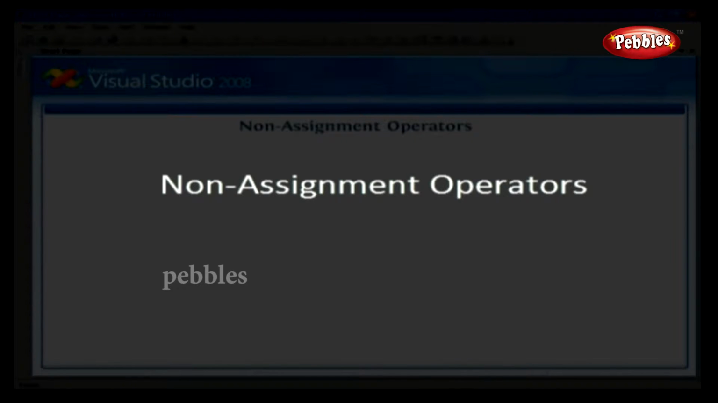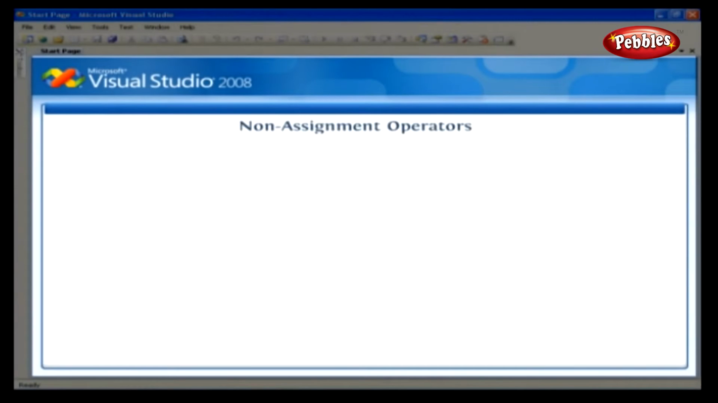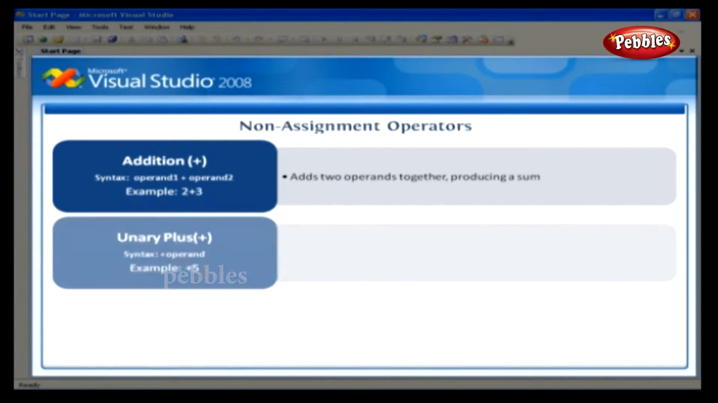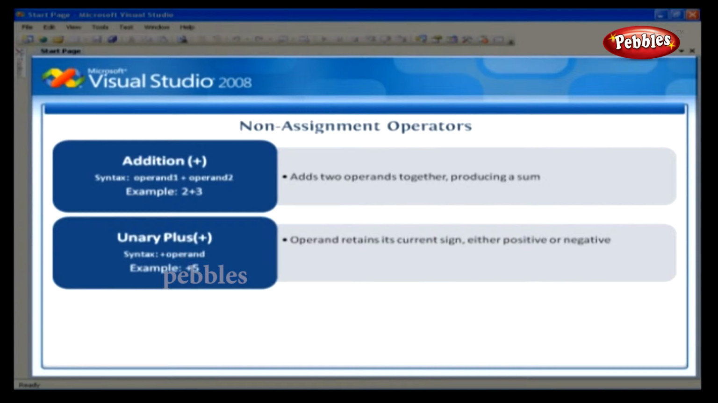Non-assignment operators. Let's discuss all the different operators provided by VB.NET with usage details. Addition. Adds two operands together, producing a sum. Unary plus. Ensures that an operand retains its current sign, either positive or negative. Since all operands automatically retain their sign, this operator is usually redundant.